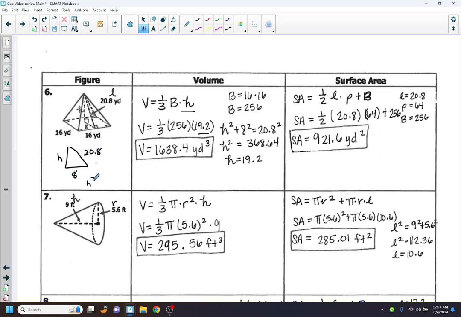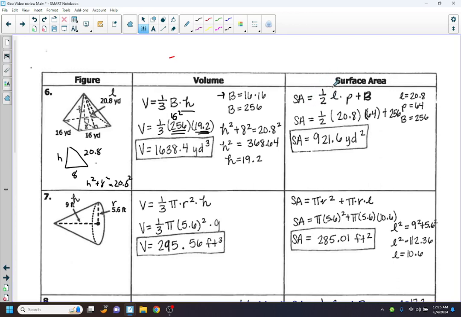So that means it's going to be h squared plus 8 squared equals 20.8 squared. So that's that. This number here is the base. Remember, the base is a square, so that's 16 squared, or 16 times 16. So that's how they got 256. That's their final answer. Oh, they showed the base over here. I am just using this now because I'm tired. So I'm sorry if this is not that helpful, but whatever.